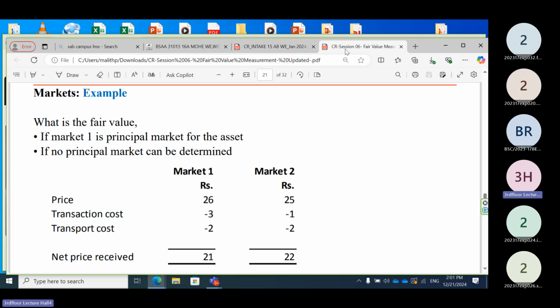So then, question number two. You don't have a principal market. Then what you have to do? You have to decide again. What is the most advantageous market? Once you are deciding the most advantageous market, you have to consider both.